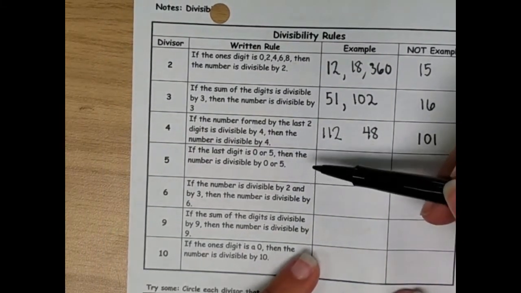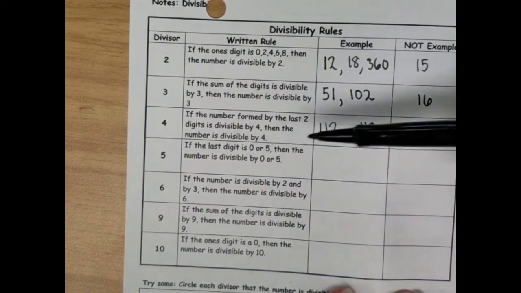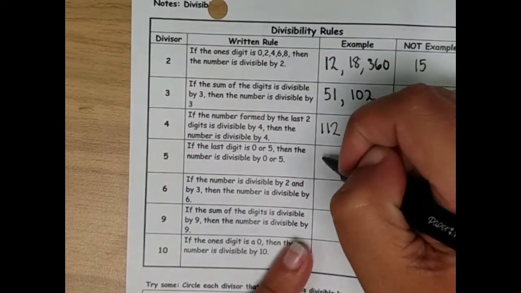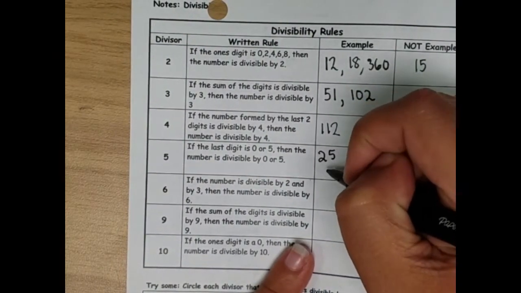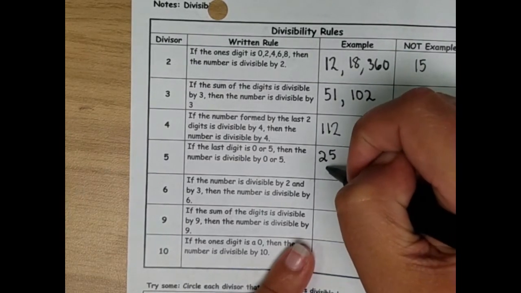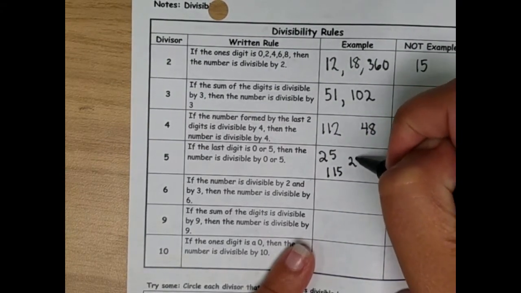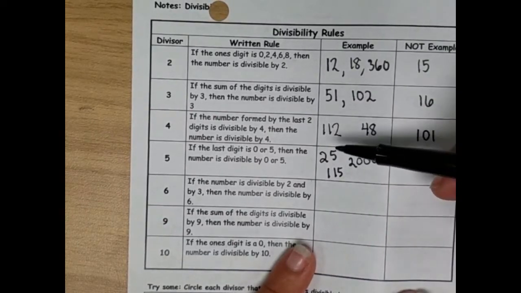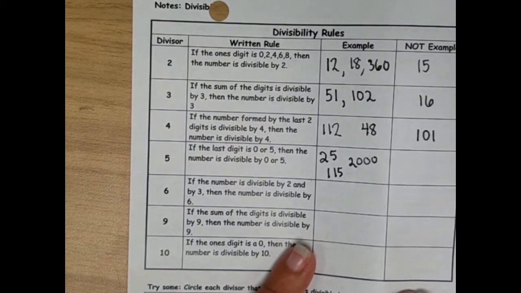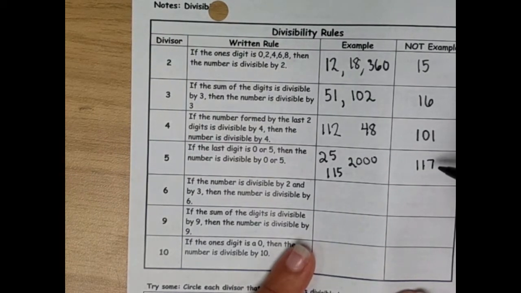All right, this one should be one that's very, very familiar to you. The last digit is a 0 or 5, then the number is divisible by 5. So anything ending in 5, so 25, 75, 100, 75, 105, 115. So all those work. 2000. So it ends in 5 or ends in 0. Non-example would be anything where the ones place is not a 0 or a 5, so that could be any number. Let's do 117. The last digit is a 7, and that's not divisible by 5.